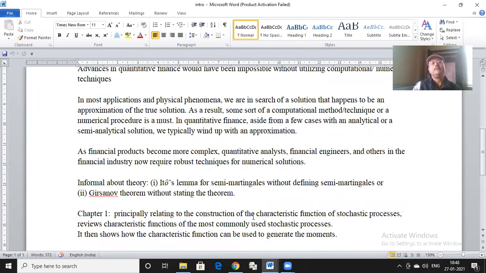So as financial products become more complex, the contracts are becoming more and more complex. So whatever complicated thought pattern an investor can think of, it can be translated to a contract now. We have seen a lot of complicated contracts last term. So as products become more complex, quantitative analysts, financial engineers, so now they are called financial engineers, the algorithm designers, and others in the financial industry now require robust techniques for numerical solutions. So we will not only look for numerical solutions, we will also look for robustness of those techniques.